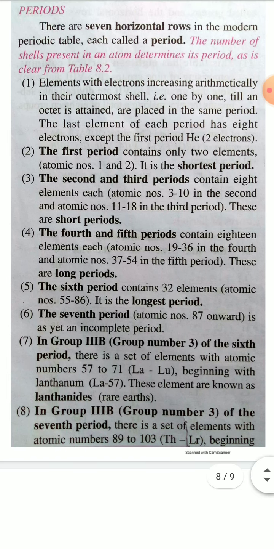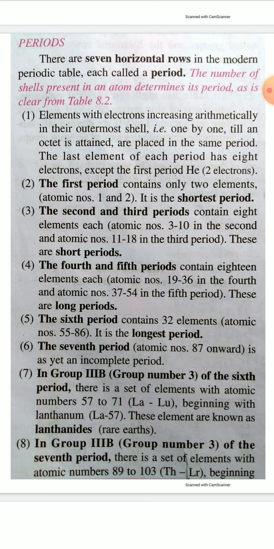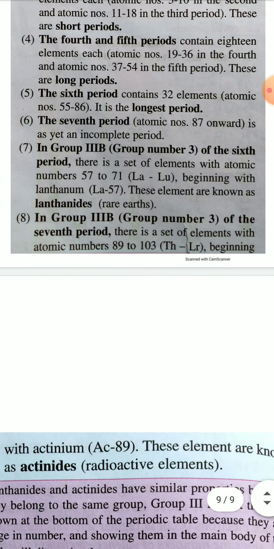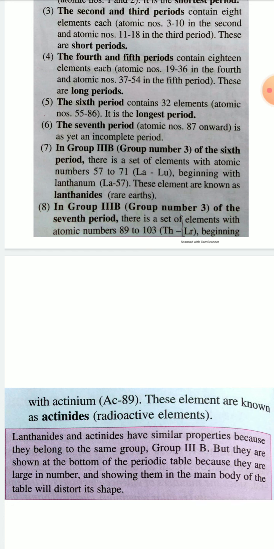And in group 3B, that is group number 3, of the seventh period, there is a set of elements with atomic numbers 89 to 103, that is actinium to lawrencium, beginning with actinium. The symbol of actinium is Ac and its atomic number is 89. These elements are known as actinides. All actinide elements are radioactive elements.